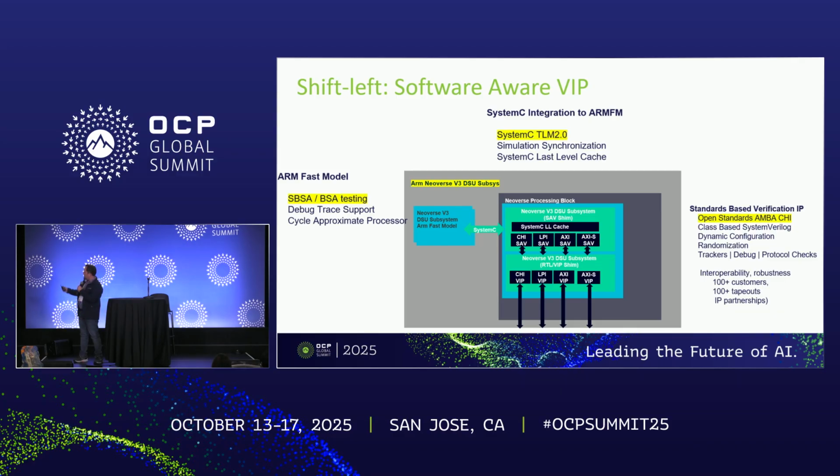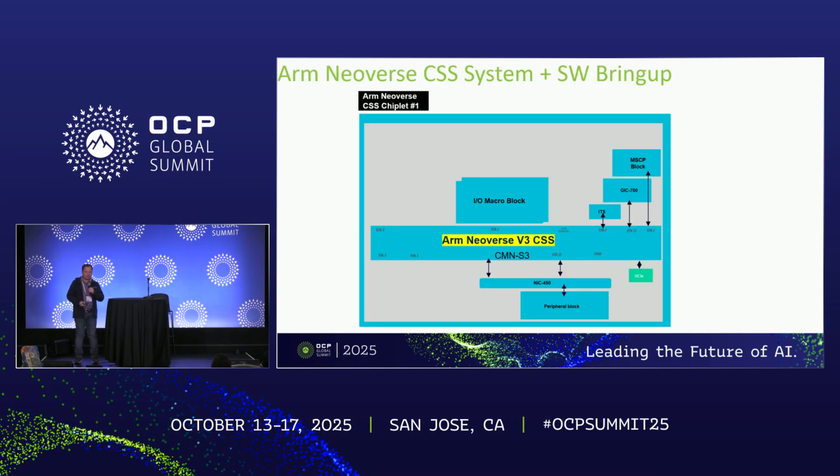And the way we do that is through SystemC integration through TLM. We're able to build an adapter or shim layer to the VIPs that can connect to an ARM fast model. So here you have a CSS, a little bit abstracted away. You can see the main blocks like the CMN and the IO macro block.